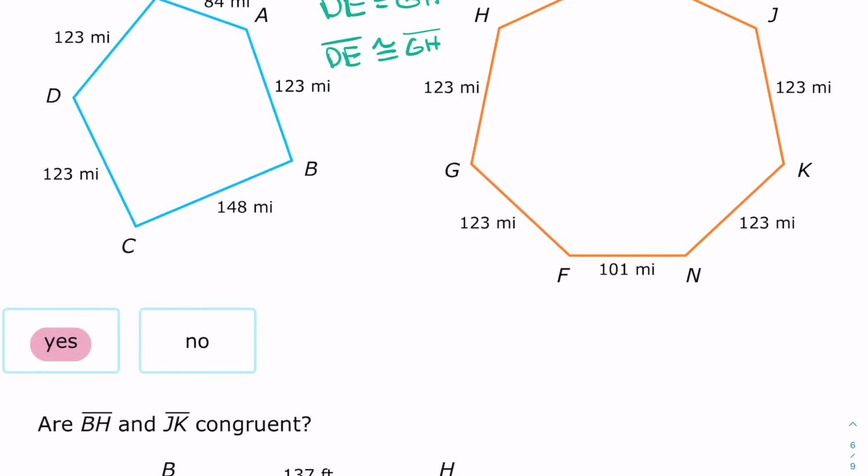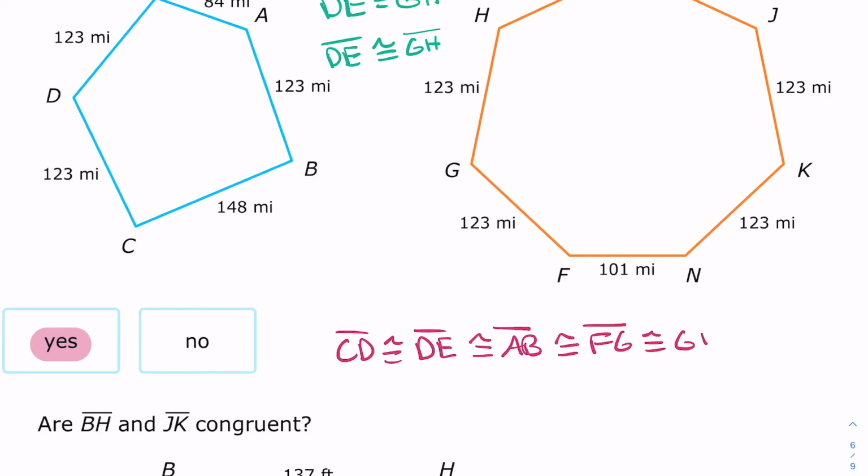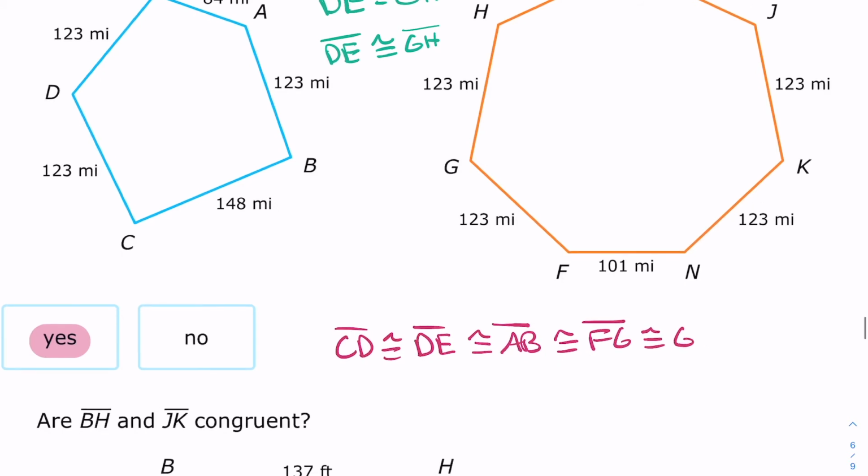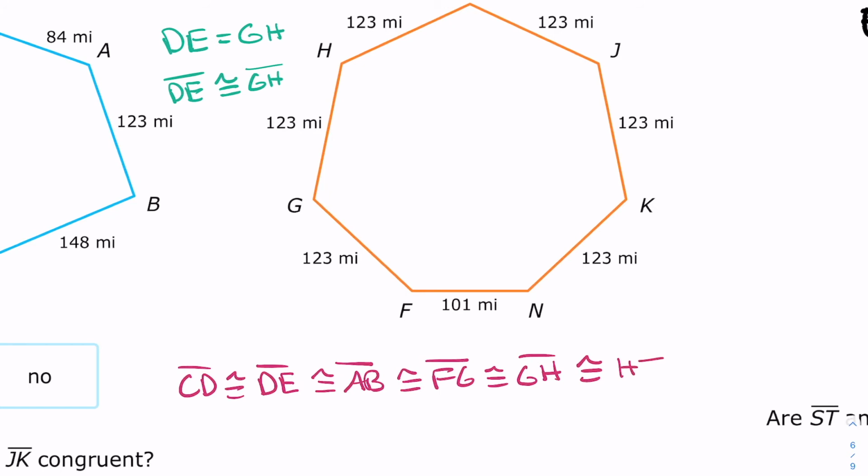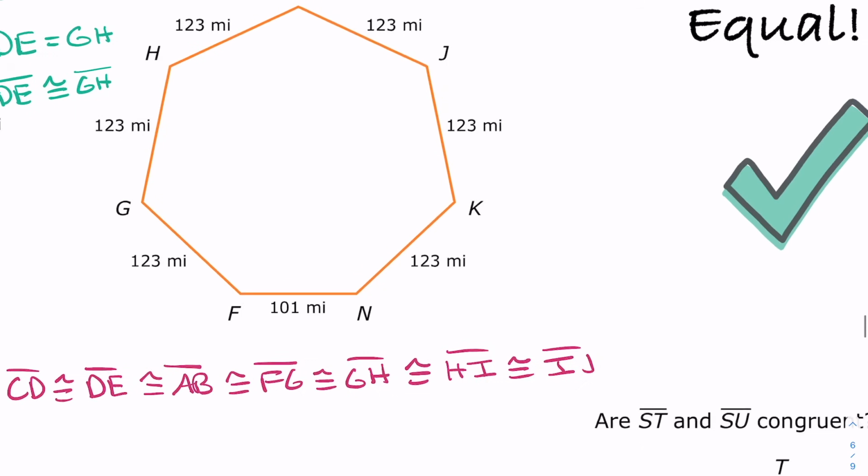You could literally say CD is congruent to DE is congruent to AB is congruent to FG is congruent to GH is congruent to HI is congruent to IJ is congruent to JK is congruent to KN.